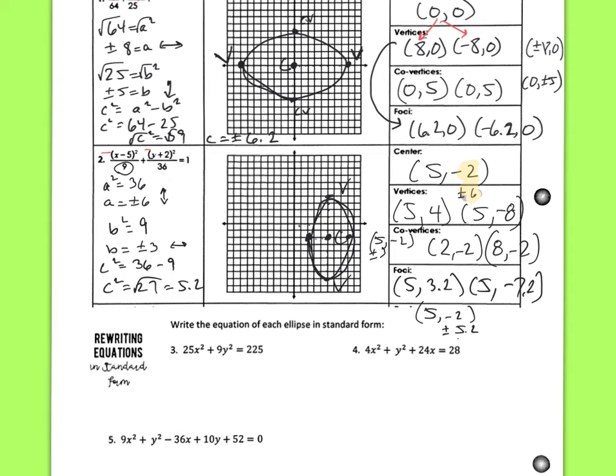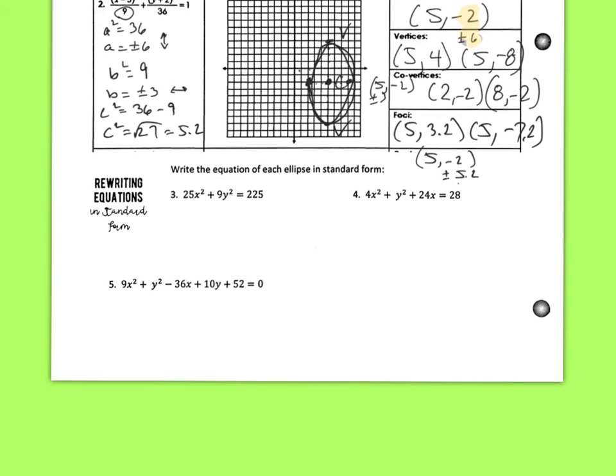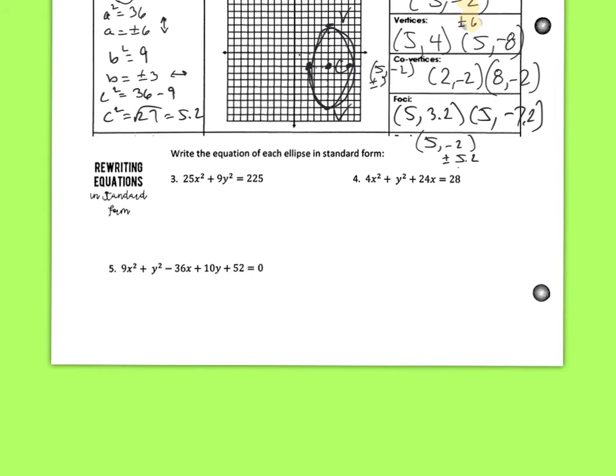You don't need to graph the focal points. You just need to write them down. Now, to put this in standard form, remember, this number out here needs to be a 1. So let's make that a 1. We're just going to divide everything by 225.